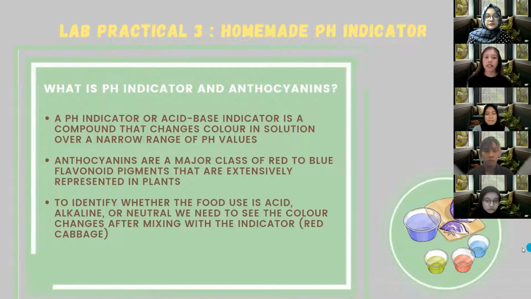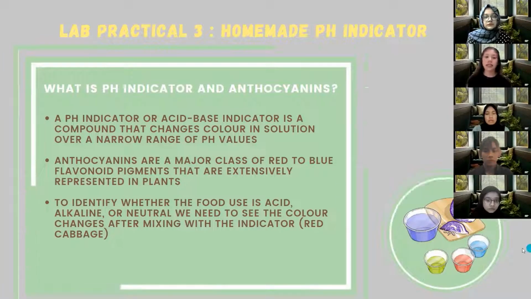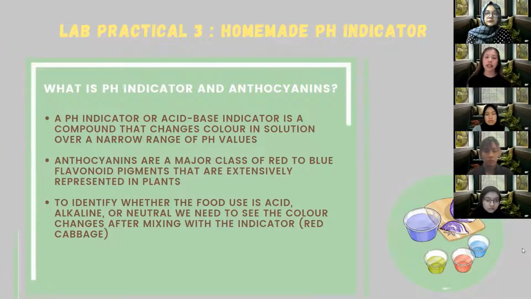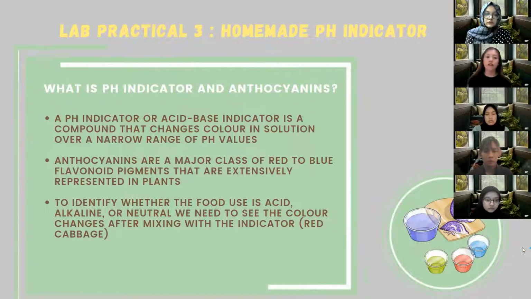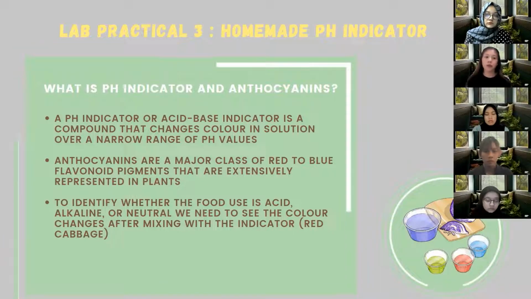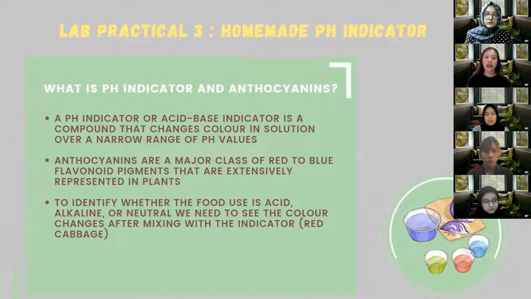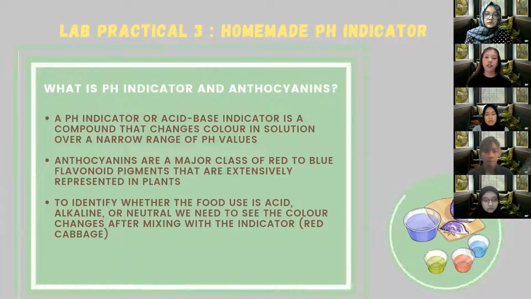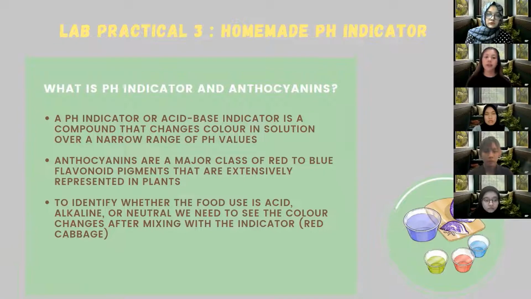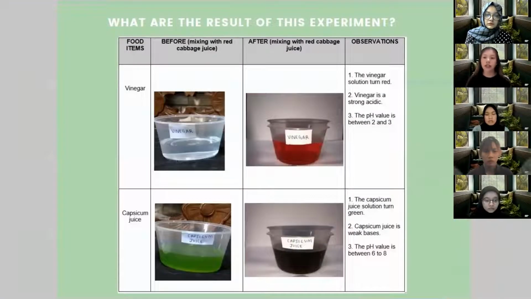What is pH indicator and anthocyanins? A pH indicator or acid-base indicator is a compound that changes color in solution over a narrow range of pH values. Anthocyanins are a major class of red to blue flavonoid pigments that are extensively represented in plants. To identify whether the food used is acid, alkaline, or neutral, we need to see the color changes after mixing with the indicator red cabbage.